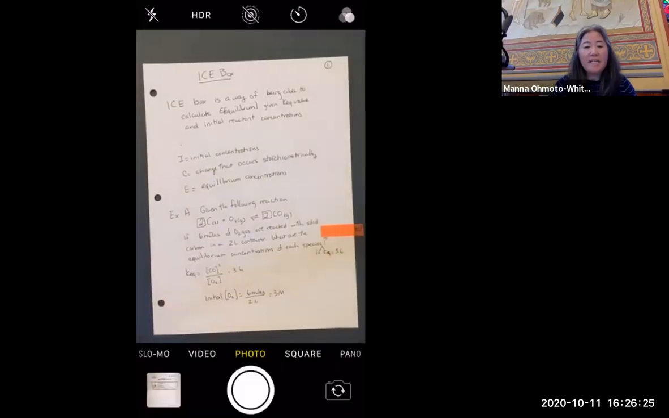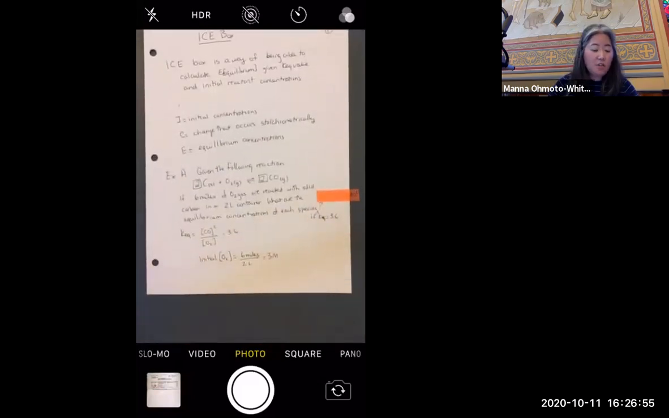ICE box is a mnemonic, and it's a way of calculating the equilibrium concentrations given a Keq value and the initial reactant concentrations. The ICE stands for: I, initial concentrations of everything; C, the change that occurs, and it occurs stoichiometrically; and E, the equilibrium concentrations.